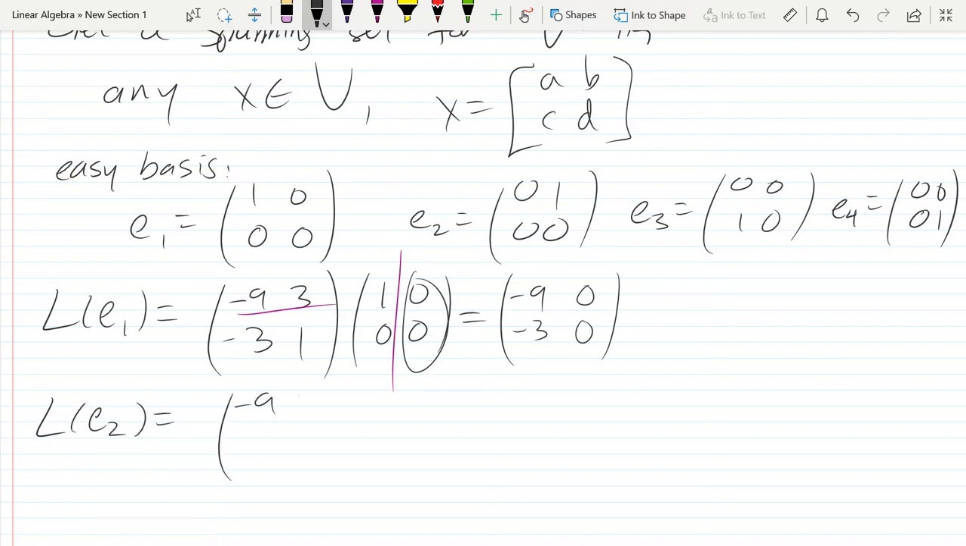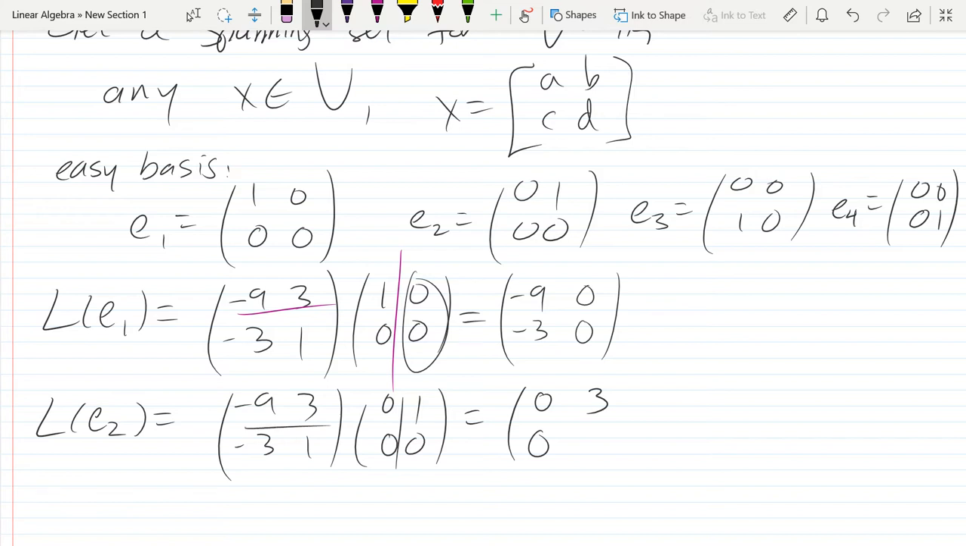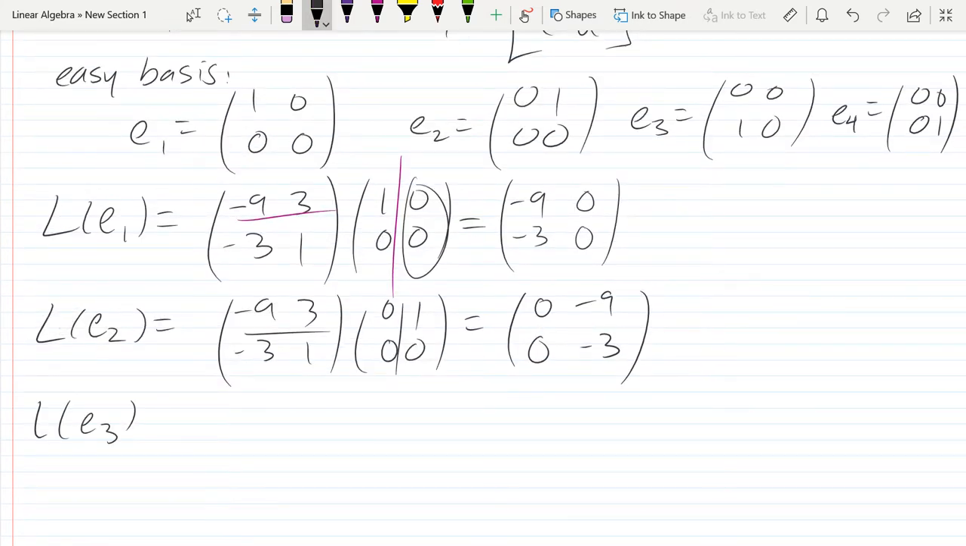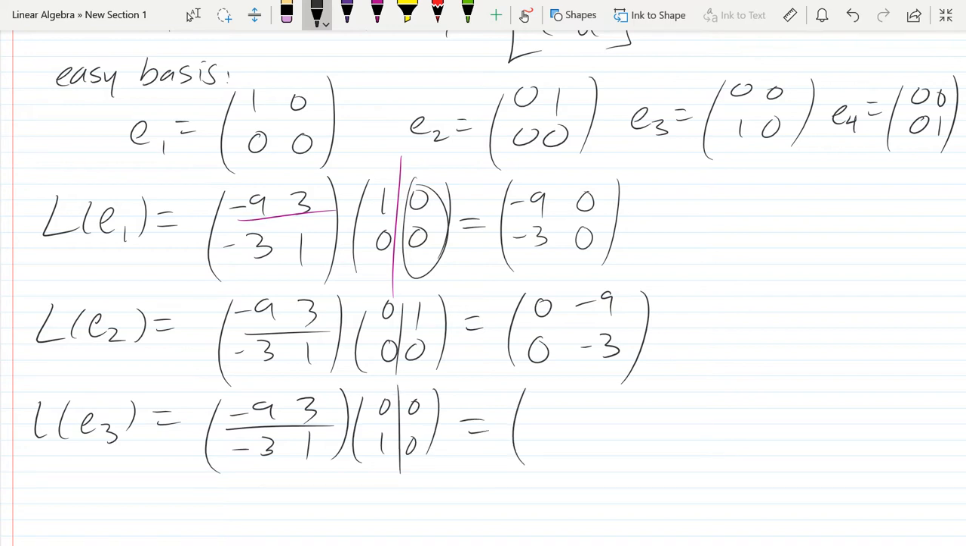LE2. So we get zeros on the left column. I'm going to go kind of quickly here, but try to be correct. 3, that should be negative 9. I'm trying to go too fast. Negative 9, negative 3. LE3.